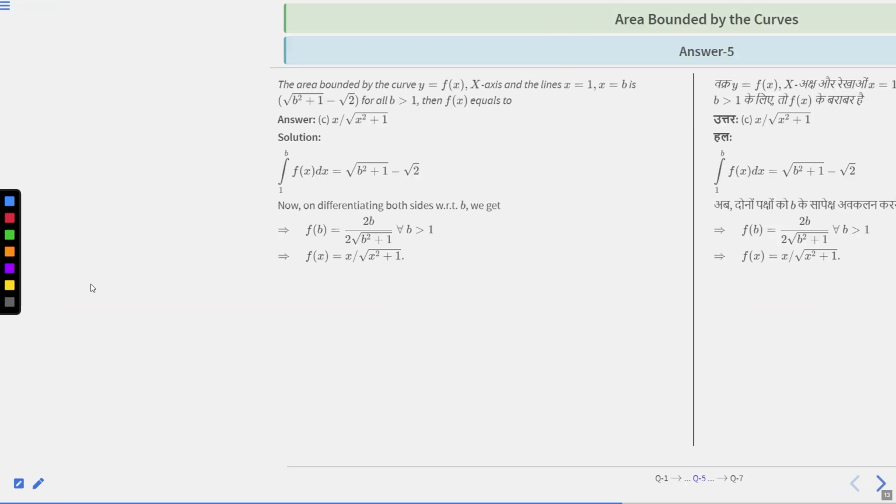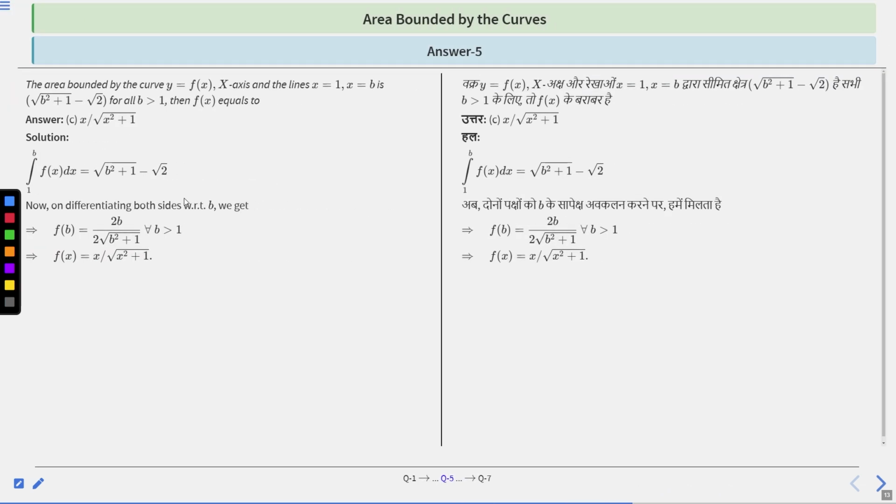Okay, let's move to the solution part. As it is given, integration of 1 to b f(x) dx is basically root over b square plus 1 minus root 2. Now, on differentiating both sides with respect to b, we get f(b) is equal to 2b upon 2 root b square plus 1, for all b greater than 1. Therefore, f(x) will be x upon root over x square plus 1.